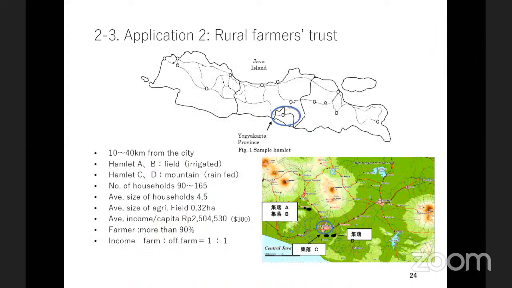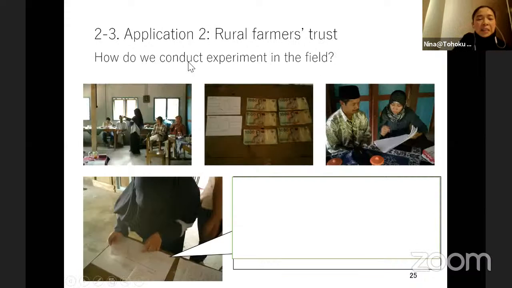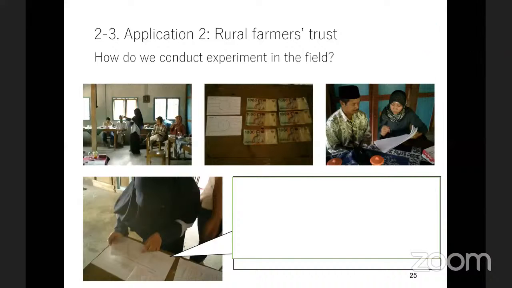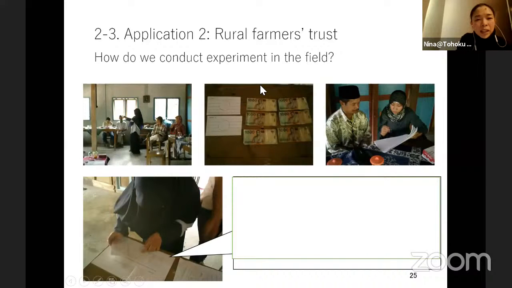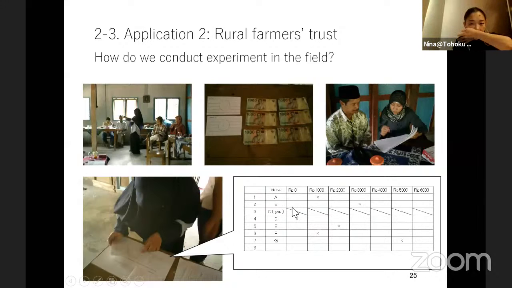And this is the case location in Central Java, Yogyakarta, one hour by car, with 4 hamlets. Income per capita at that time was maybe $300, so most of them are poor villagers. We did field experiments here like this. This is Dr. Lidis, maybe 25 something years old. And we use actual money, so they experience actual profit or loss, and use a questionnaire sheet like this: how much money will you give to your partner?